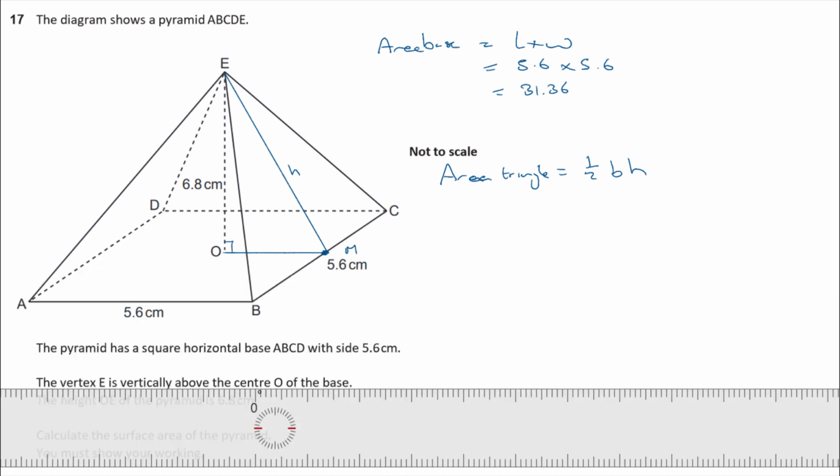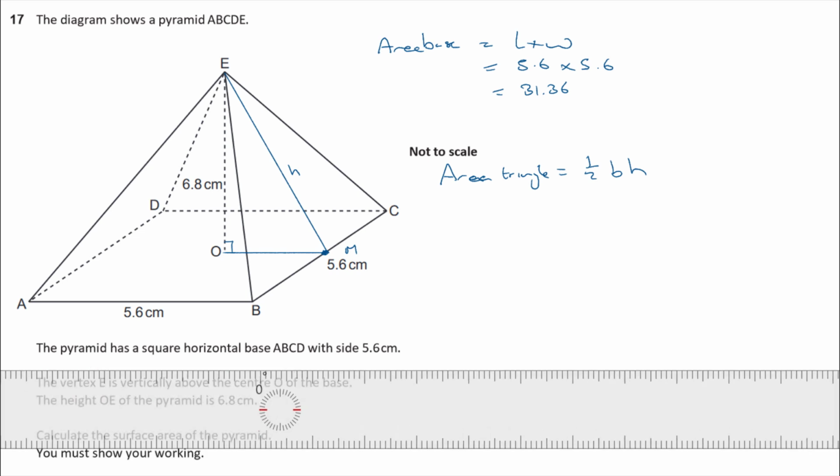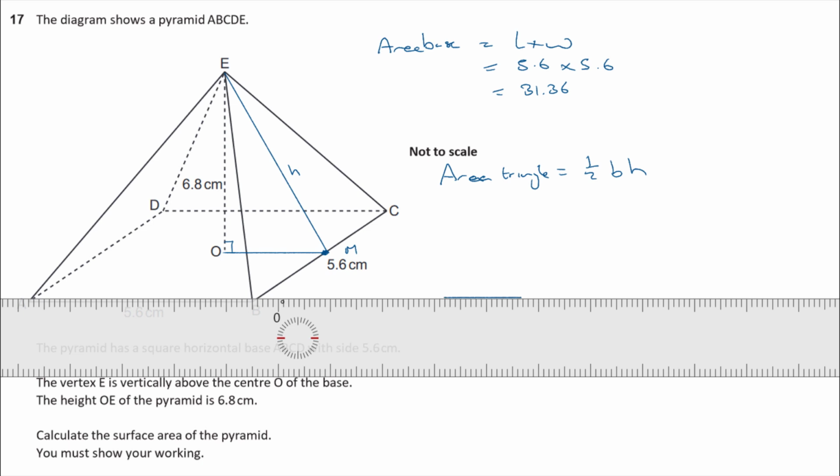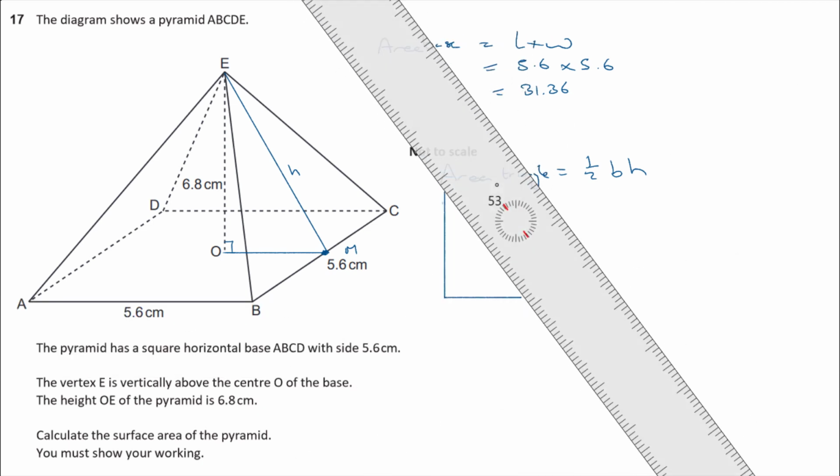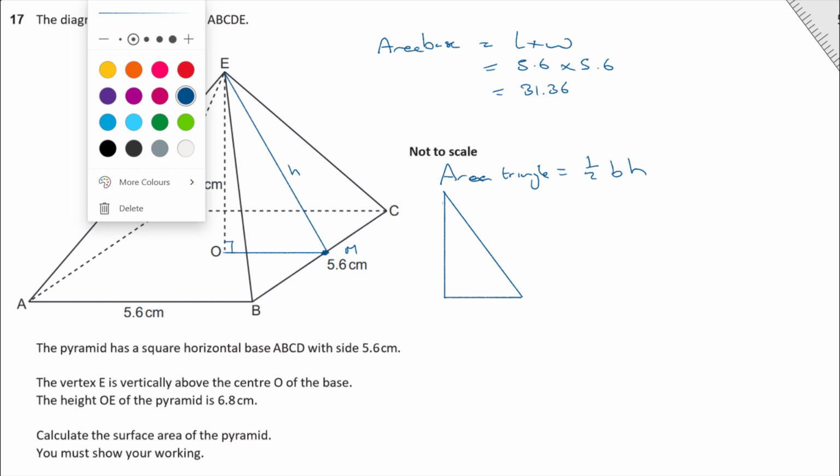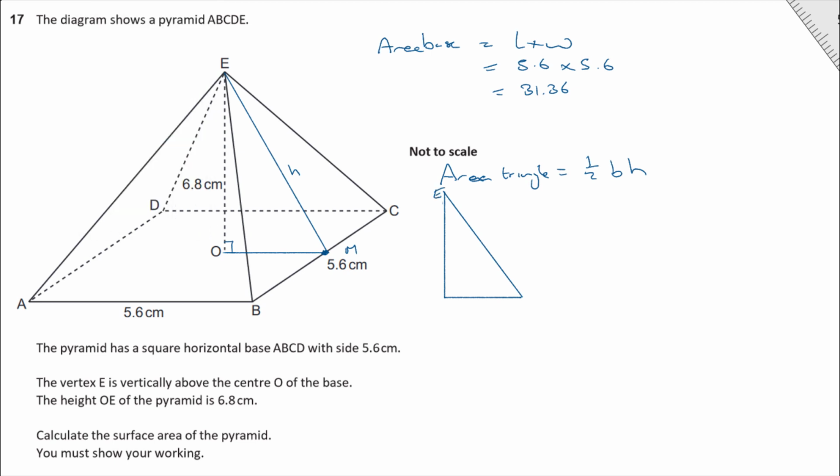So if I say that's M, the midpoint of BC, then triangle OEM. Let's just quickly draw that triangle by itself. So that is EOM. Now we know that E to O is 6.8. This is going to be our h that we're trying to find, and then what's that distance there?